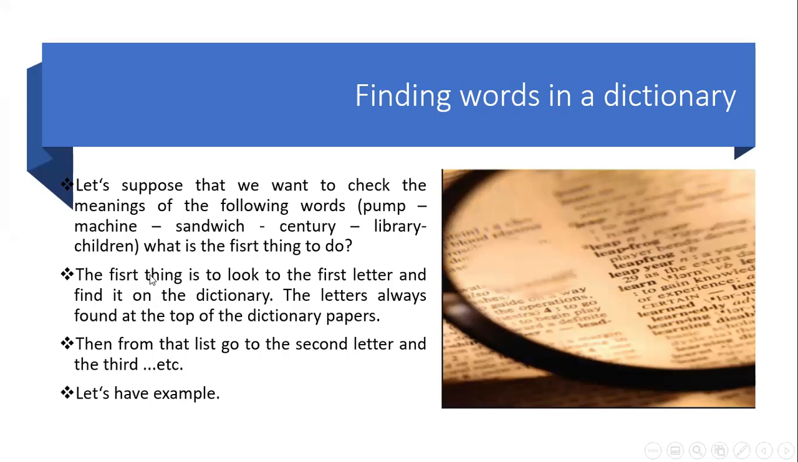What is the first thing to do? You are right. The first thing is to look for the first letter and find it in the dictionary. The letter is always found at the top of the dictionary pages. Then from that list, go to the second letter, and the third, and so on. We did an example a minute ago.